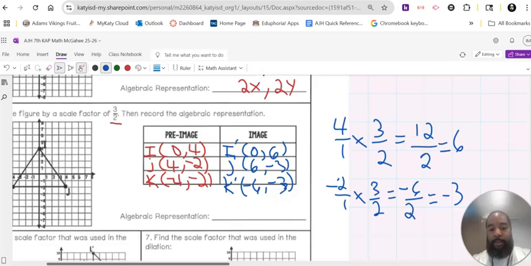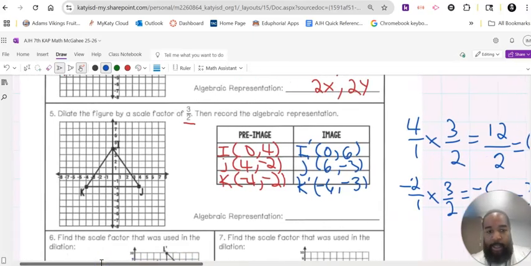Okay? So let's go ahead and graph those points. Let me make that look a little neater for you. So if I graph that, it's going to look like this. So we have 0, 6, which is my new I. I have 6, negative 3, which would be my new J. And then negative 6, negative 3, which would be my new K. If I connect those dots here, we should see, and it's not going to be perfectly straight, and that's okay, but we should be able to see our much larger triangle.